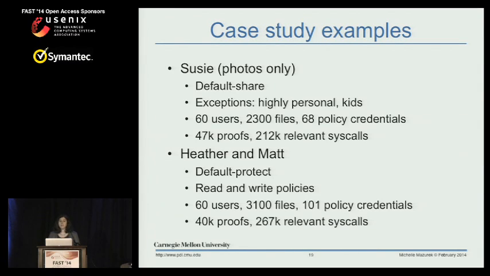Another example is Heather and Matt. This, in contrast to Suzy, is a default protect case. So Heather and Matt want to keep all of their content close, except things they particularly want to share. This one uses a broader set of content than just photos, and as a result, it includes both read and write permissions. And this one also includes 60 users. It's about 3,100 files and 101 policy credentials. And this one, when we run it, generates about 40,000 proofs and 267,000 relevant system calls.